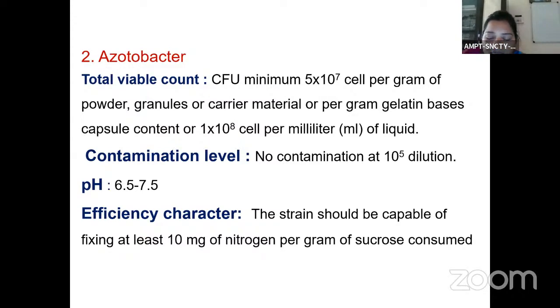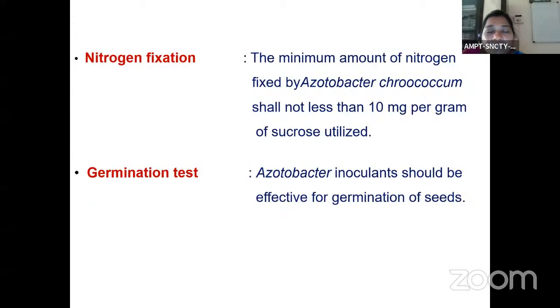This is the efficacy test one should conduct for Azotobacter. Then we have to check the nitrogen fixation efficiency. The minimum amount of nitrogen fixed by Azotobacter chroococcum shall not be less than 10 milligrams per gram of sucrose utilized.